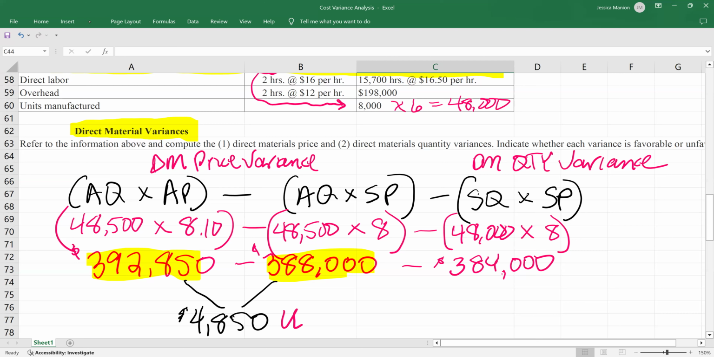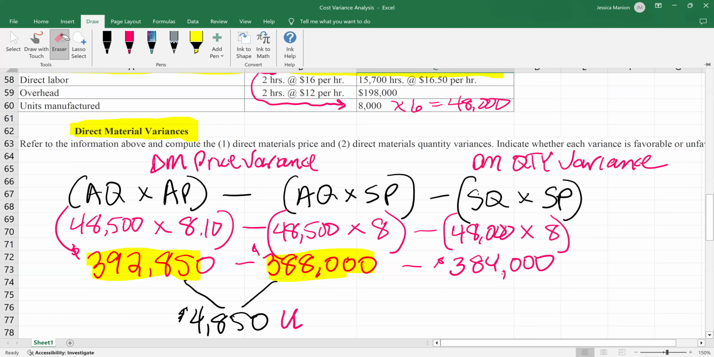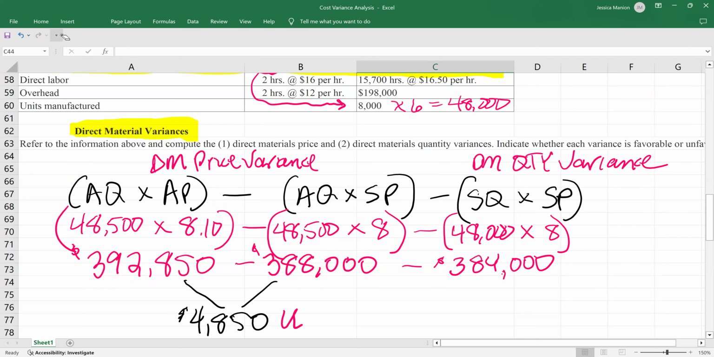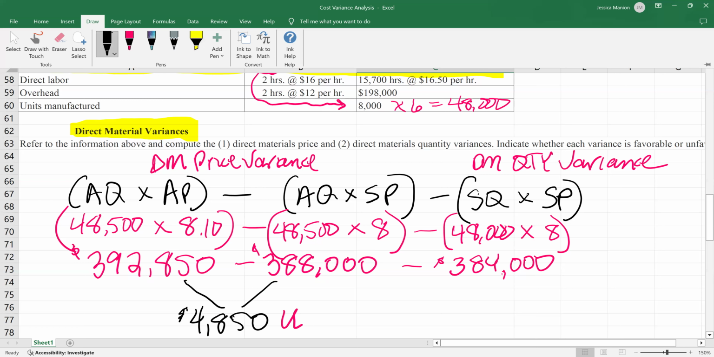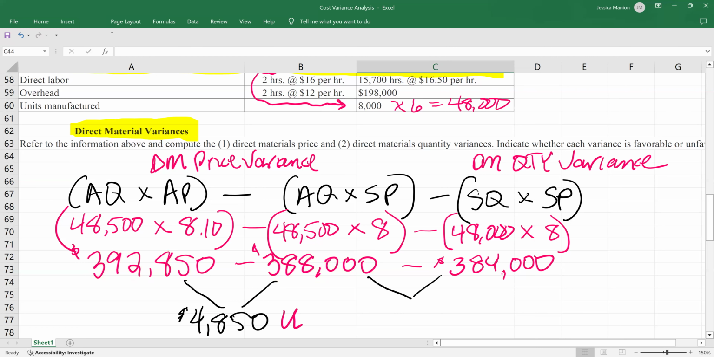Okay. Now, if we compare that actual quantity times standard price, right? And we compare that to standard quantity times standard price. If we think about this, the difference between 388,000 and 384,000 is 4,000.